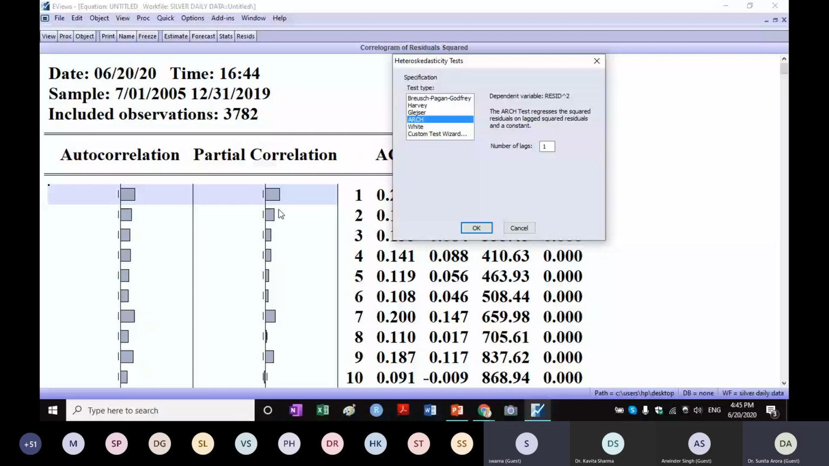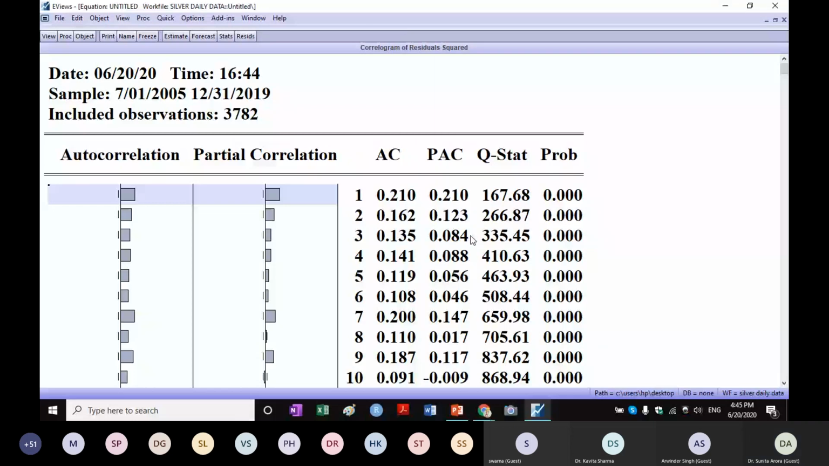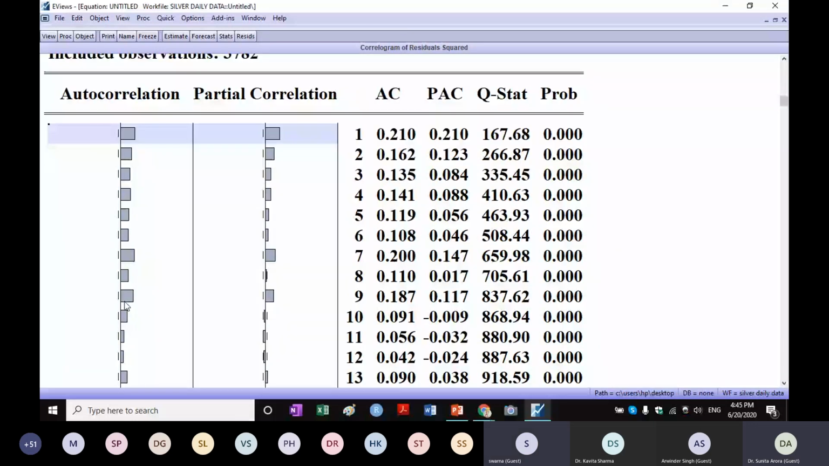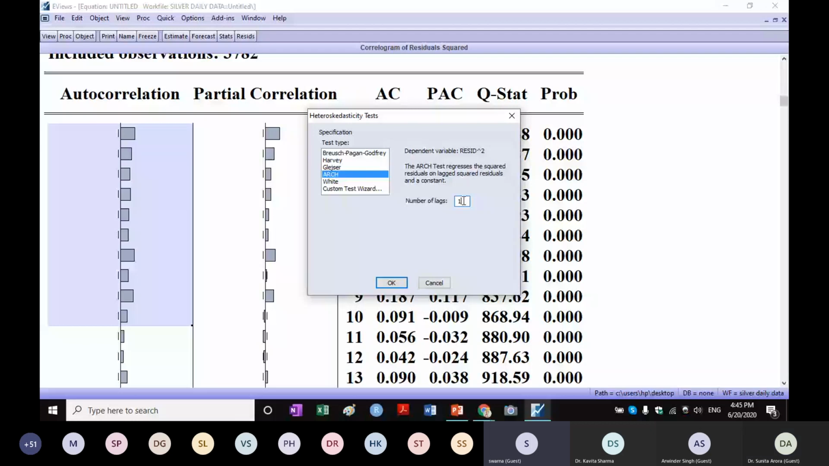How many lags to include? See, in squared residual, almost 10 or 11 are significant. You may check with 5. Generally, we see this only to check whether ARCH effect is there in the return series or not.